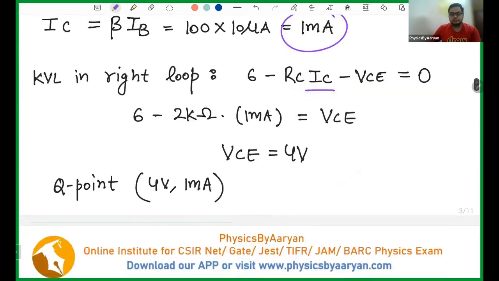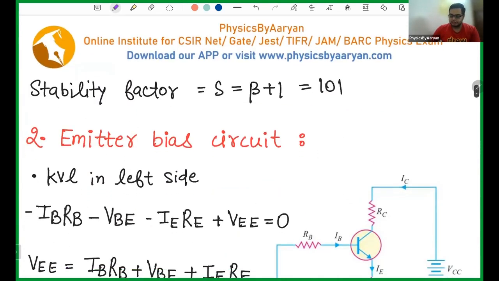They are also asking for the stability factor. The stability factor is nothing but beta plus 1. Beta is already 100, so the stability factor is 101. So this was the first method, which was the base fixed bias method or base resistor method.